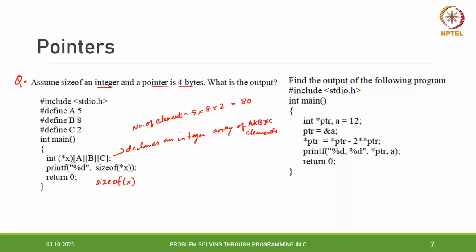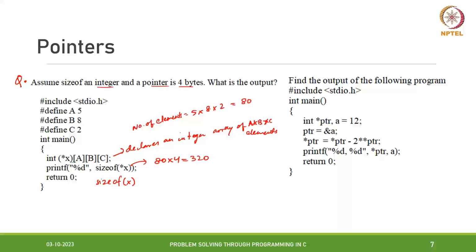Now when I write sizeof(*x), that means I am referring to the entire array. So this will basically be 80 into 4. Here 4 comes from the size of an integer, not the size of the pointer. So this will be 320.